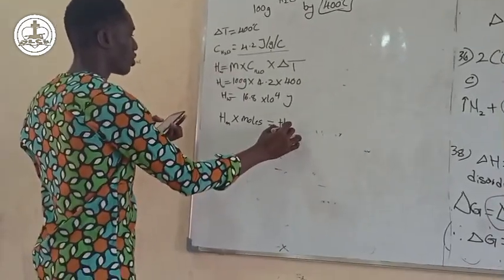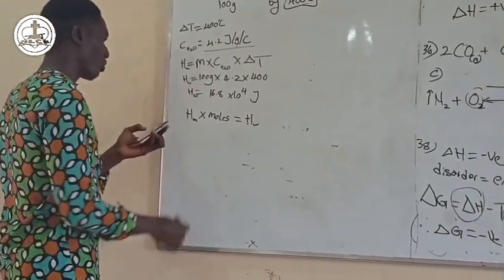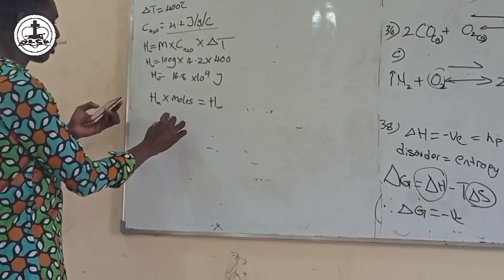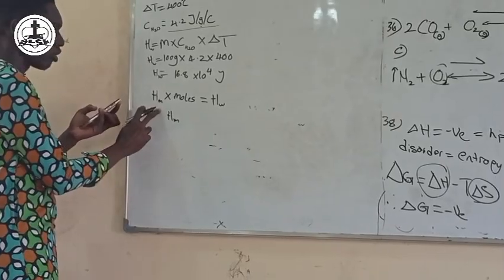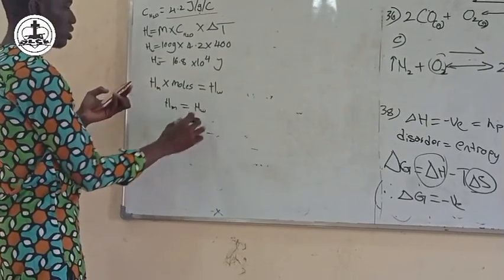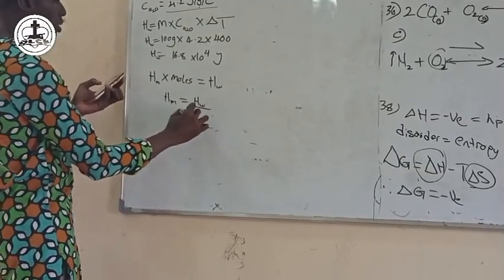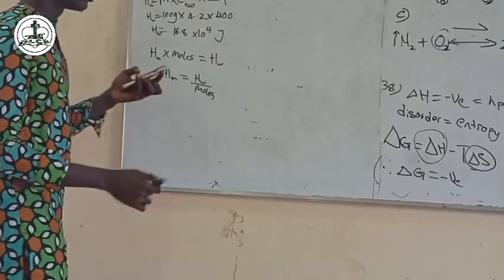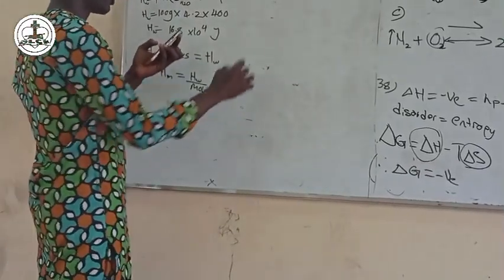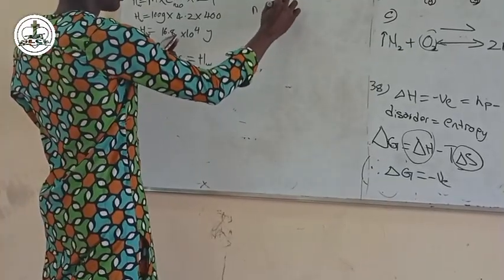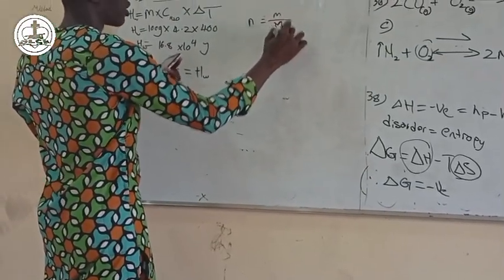Let me call this HW, the heat supplied to the water. We are looking for the heat of combustion of methane, so we have to divide HW by the number of moles of methane. To get the number of moles, n is equal to the reacting mass over the molar mass of methane.